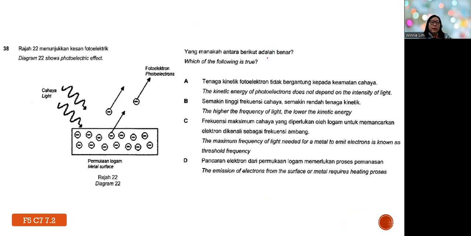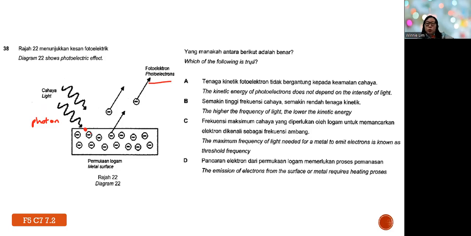38. Diagram 22 shows a photoelectric effect. Which of the following is true? So what is this photoelectric effect? Under quantum physics, light is in the form of photons. Okay, they are in particle form. So what happens is when the photons strike the surface, if they exceed the threshold frequency of this matter, therefore the electron can be emitted out. This emitted electron is also called a photoelectron. That means you hit the light, 1 photon will knock out 1 electron.